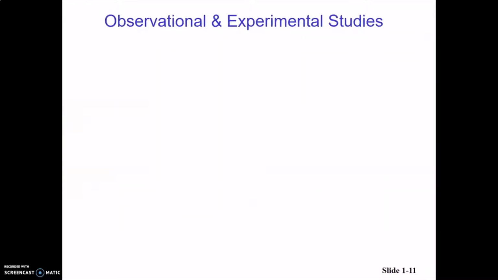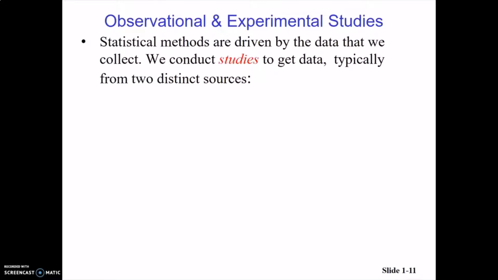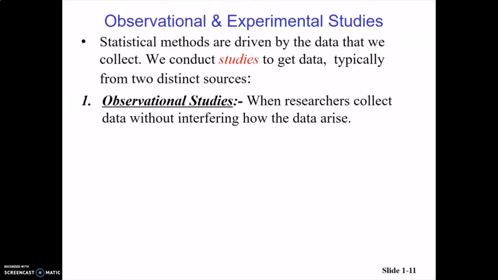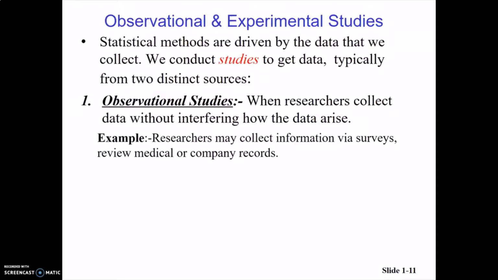Now let's talk about observational and experimental studies. I told you in part 1 of this lecture that we conduct statistical studies to acquire data. We conduct studies to get the data, and there are two distinct sources: one is called an observational study, and the other is an experimental study. First I will explain what an observational study is. When the researcher collects the data without interfering with how the data arise, such a statistical study is called an observational study. For example, I may collect the information via surveys or medical records.